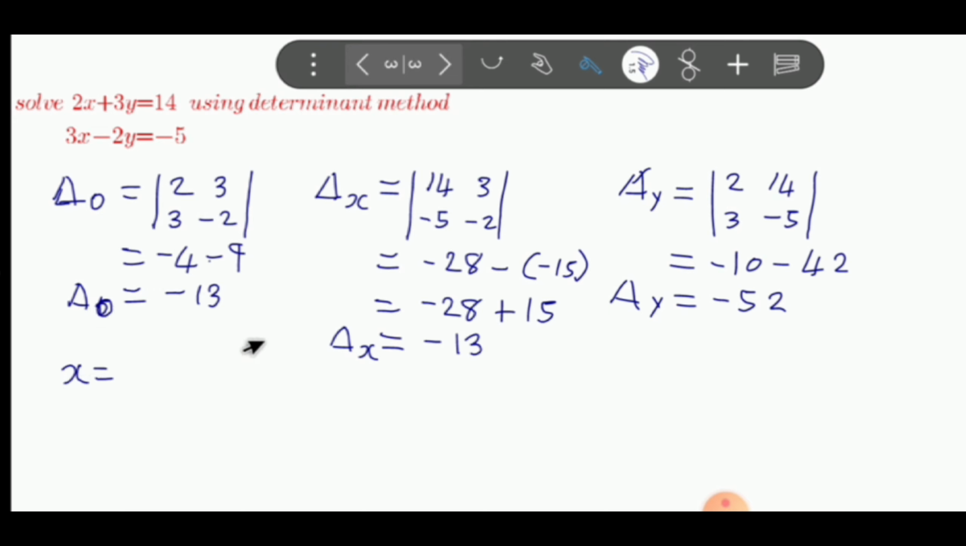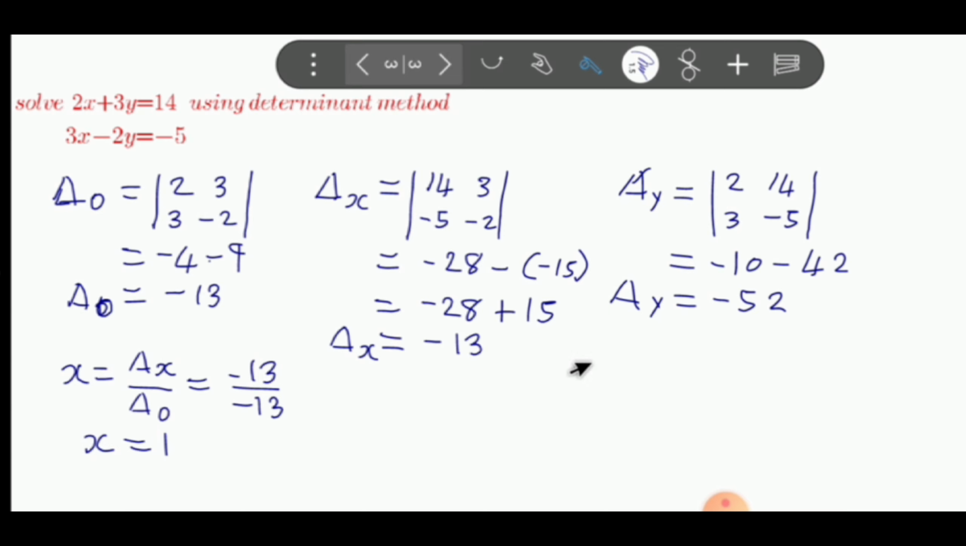The value for change in x divided by the value of change in naught. So we say x is equal to change in x over change in naught. So what is change in x? Change in x is minus 13, while change in naught is also minus 13. So we can say x is equal to 1.